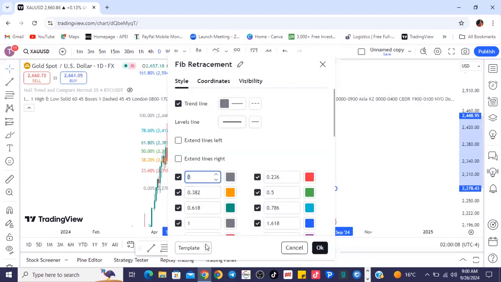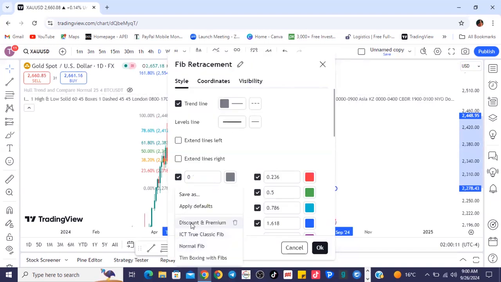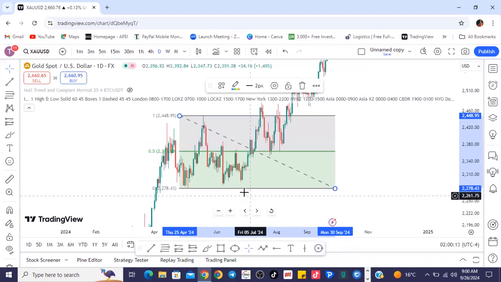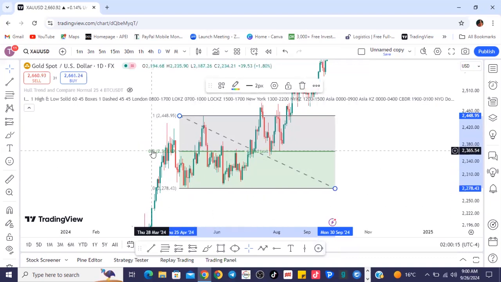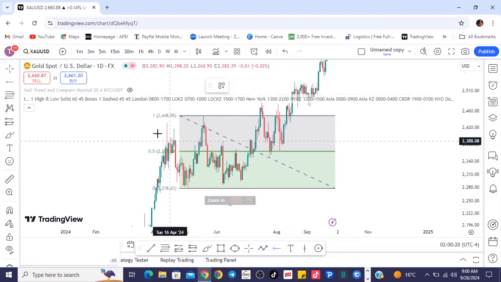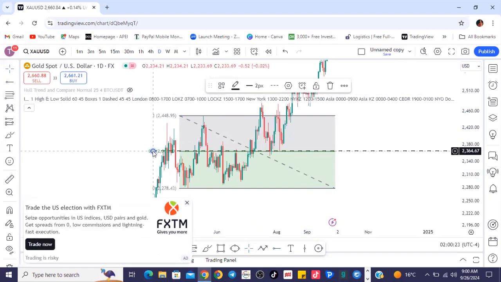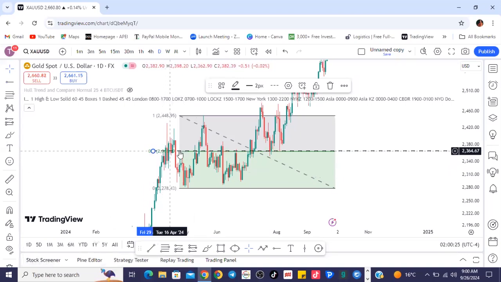Because if you look at the discount and premium, this tells you that this particular level, we can probably mark this, is where we have our 50% level. Anything above this point is what we call the premium. Anything below 50% is what we call the discount. So we want to look for buying opportunities here in the discount.